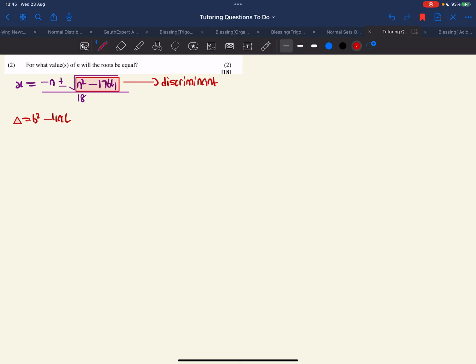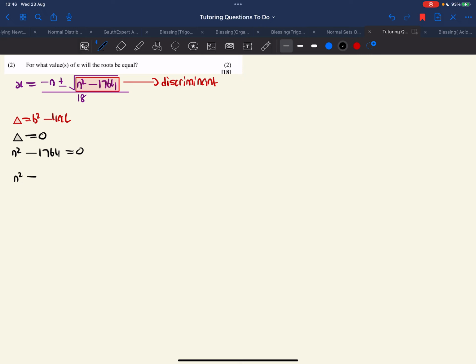Now, when they're speaking about the roots being equal, they're basically saying that our discriminant has to be equal to 0. Remember, the discriminant is this thing inside there, so we don't have to find our a, b, and c. We can just use what's inside there. So we're just going to say n squared minus 1764 equals 0, and then we could factorize that, but it's a bigger number, so we're just going to say n squared equals 1764.